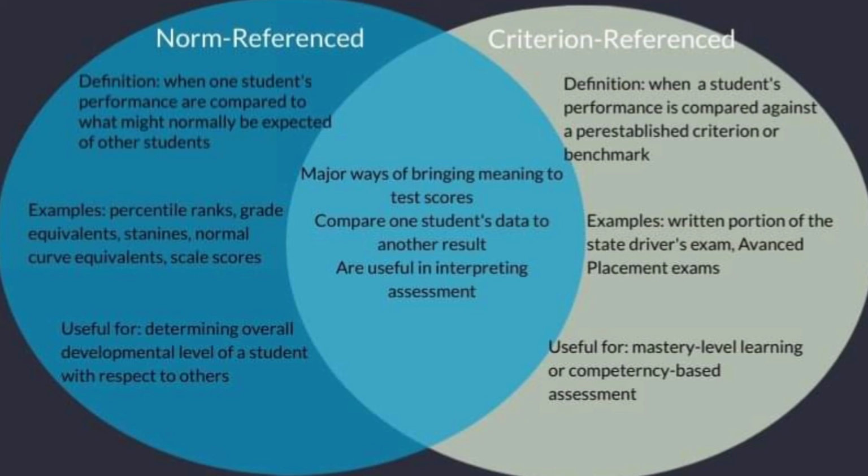Norm reference tests are useful for determining the overall developmental level of the students with respect to others, while criterion reference tests are useful for mastery level learning or competency-based assessment. These two types of grading or tests or assessments are the major ways of bringing meaning to test scores. This compares one student's data to another result. They are also useful in interpreting assessments.